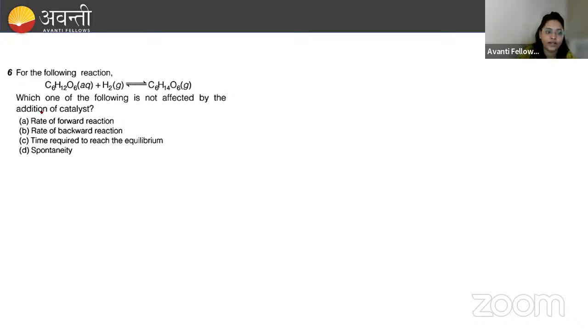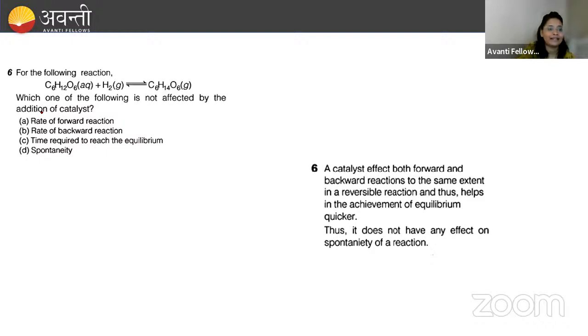Next, for the following reaction, which of the following is not affected by the addition of catalyst? Rate of forward reaction, rate of backward reaction, time required to reach the equilibrium, and spontaneity. So which one will not be affected by the catalyst? Okay. You know a catalyst affects both the forward as well as the backward reaction.